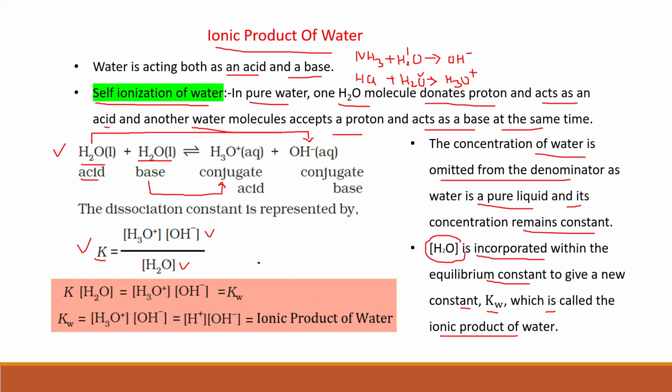We can write this. This is constant. So this constant and this K, these two constants, will give the new constant Kw, and this Kw is equal to the product of concentration of hydronium ion and hydroxyl ion. So we can write Kw is equal to this one, or either, H3O plus is obtained from H plus. That's why we can also write Kw is the product of concentration of H plus and OH minus ion, and this is called the ionic product of water.